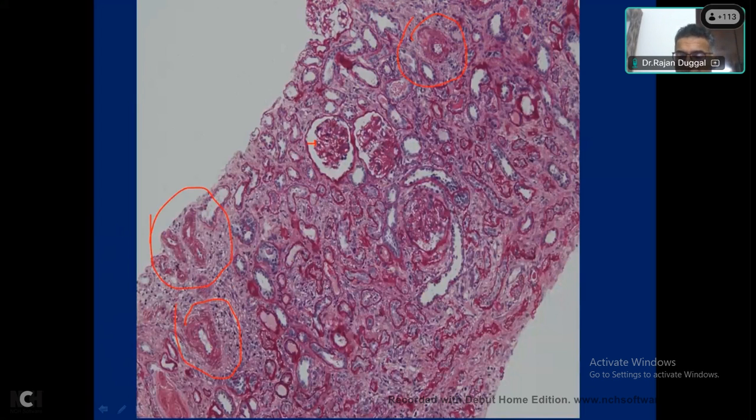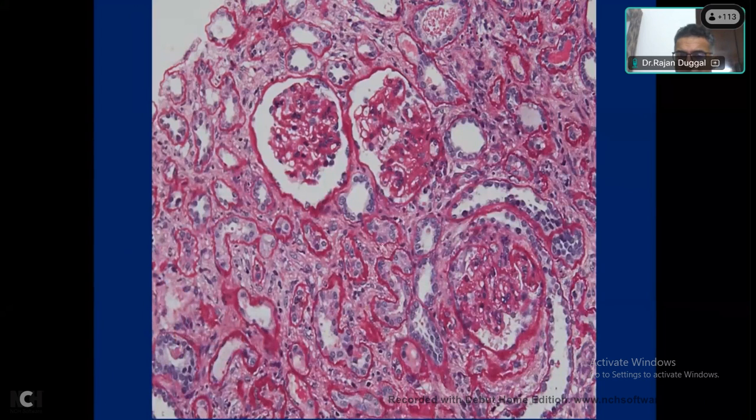And look at the tubules. As I show the high magnification, you can see these tubules have a very thick and wrinkled tubular basement membrane, and they hardly have any lumen. You can see a lumen here, but you don't see lumen here. You don't see any lumen here. You see a lumen here. Okay, and these are all atrophic tubules. Look at these tubules. These are all severely atrophic tubules.